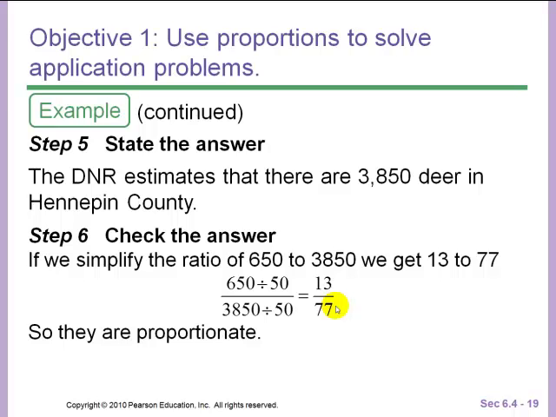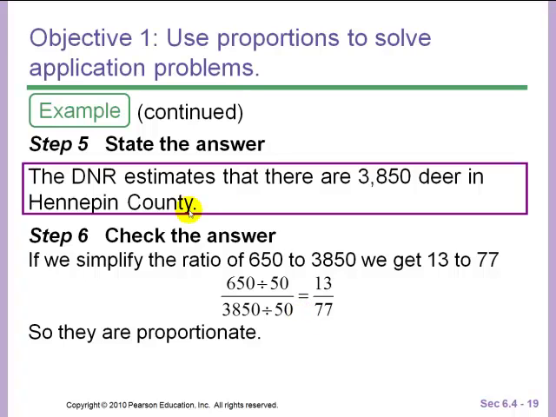So depending on how you check your answer, in some cases you are checking arithmetic, in other cases you are checking the setup of the proportion. You need to know your area of weakness and use the appropriate check. If you tend to set up the wrong proportion, then one of our other checks from the other problems would be more helpful. If you usually have your proportion set up correctly, but you tend to make an arithmetic error, then you would want to use this form of a check. Again, our answer in this case is that there are 3,850 deer in Hennepin County.